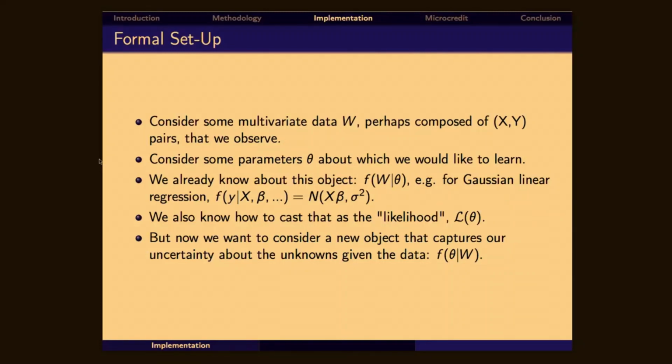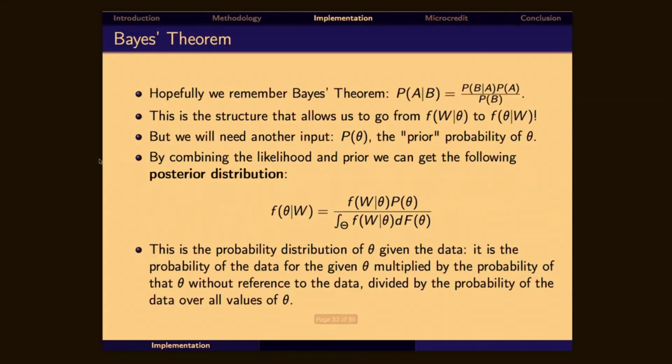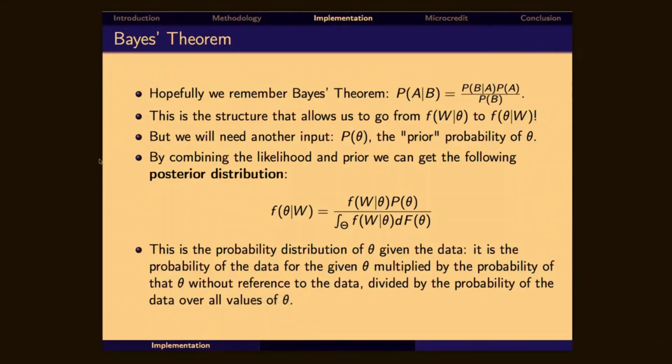But now we want to think about an object that captures our uncertainty about the unknowns given the data. That's the posterior distribution, the distribution of theta given W. We can get that from the likelihood using Bayes' theorem, but we need a prior. If you are willing to specify a prior on theta, then you get the posterior distribution using one equation. This is the probability distribution that characterizes our uncertainty about theta given the data that we see. That's all it is. And as Neil Shephard says, the reason why you would do this is because this is true. There's no other way to get this distribution.